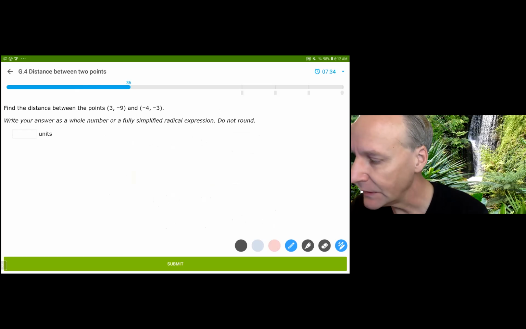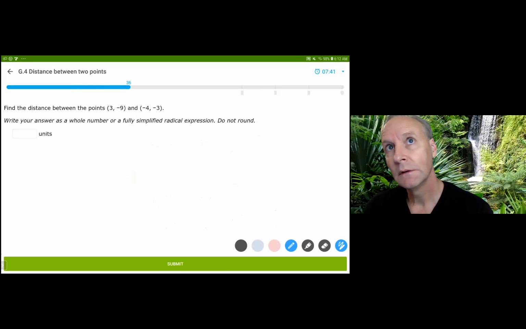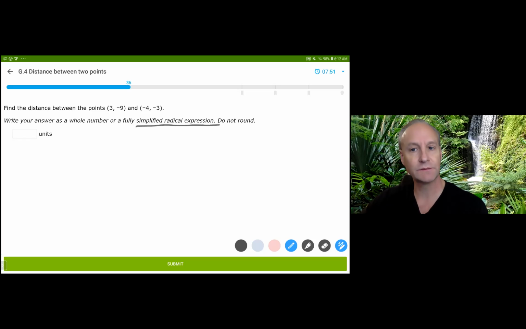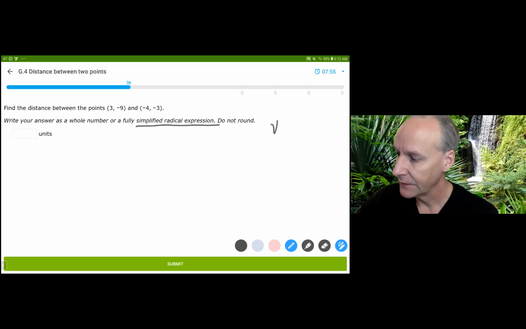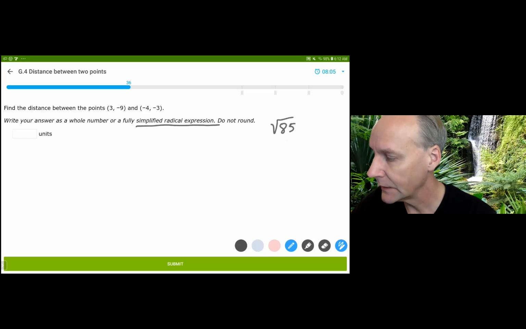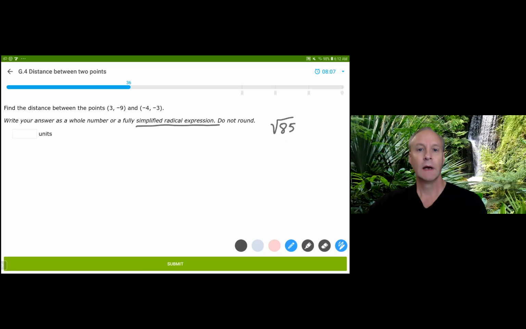This one happens to be 36 and 49, which is 85. So the square root of 85 is the distance. It says to give a fully simplified radical expression, so occasionally I'm going to have to simplify my radical expressions. The square root of 85 does not simplify. Is it 85 or 75? Let me do it real quick here. Sorry, 36 and 49. Yeah, I think that's 85. I think that's the right answer.